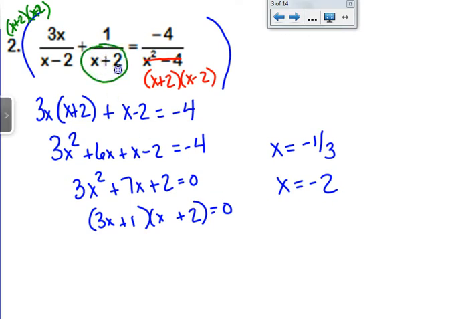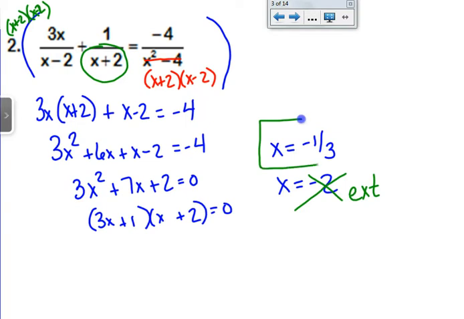Negative 2 plus 2 would give me a 0, and as you know, we cannot divide by 0. So what we're going to do is cross that answer off and write "ext," because this is called an extraneous solution. Algebraically it shows up, but it doesn't actually work for the problem.